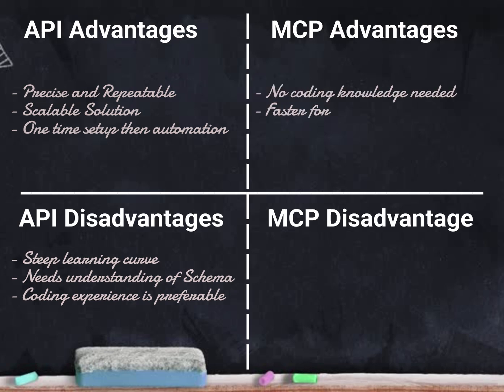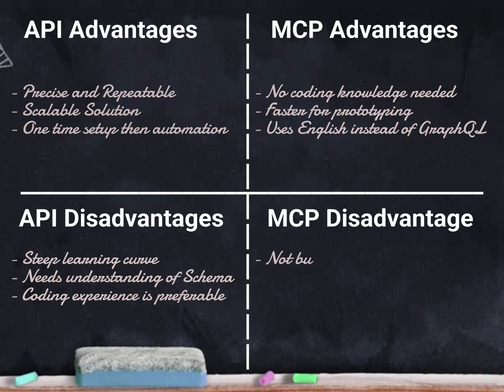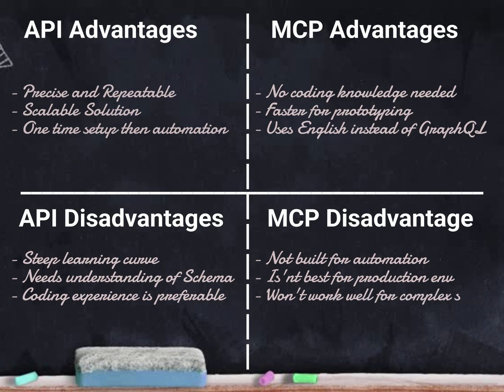You can ask follow-up questions, change the time window, add a new filter, all in plain English with no GraphQL or schema knowledge required. The trade-off is that it's not designed for automation. You're not going to run a Claude conversation every 60 seconds in production. And for complex multi-step queries with very specific logic, you still need the API.